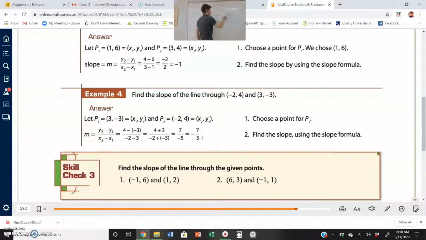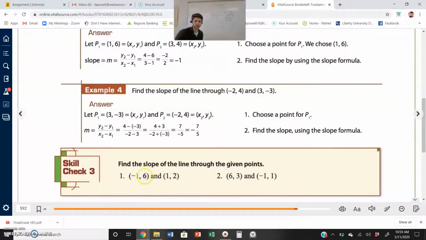Notice here is your ordered pair, negative 2, 4. Here is your ordered pair, 3, negative 3. So they have to be matching like that. So you have to make sure that you identify which one you're going to use for point 1 and which one you're going to use for point 2.